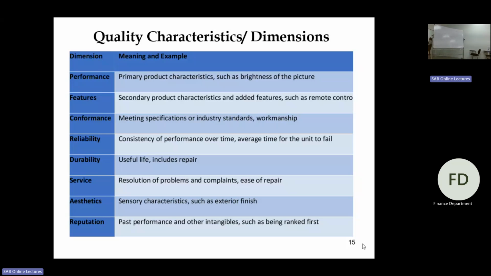Then at the same time, service, or what we call serviceability. In case the product is damaged or broken down, are there spare parts available? Are there repair services available? We can see that. That we call serviceability of the service.